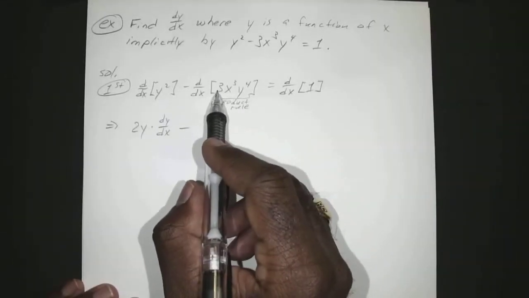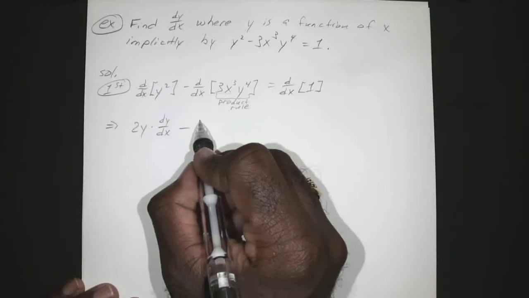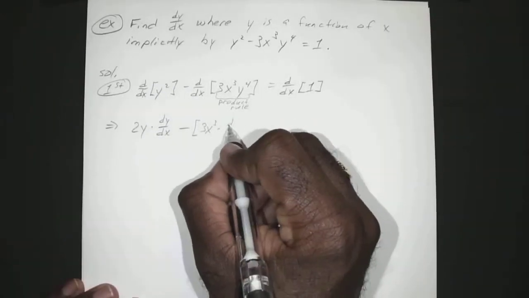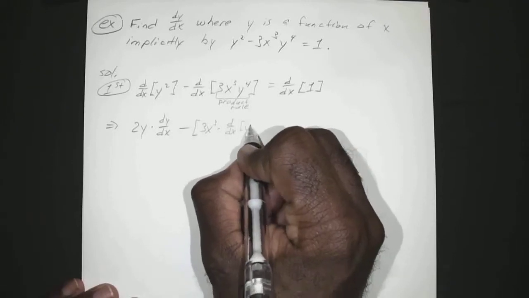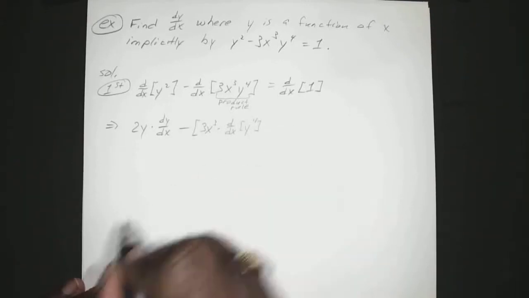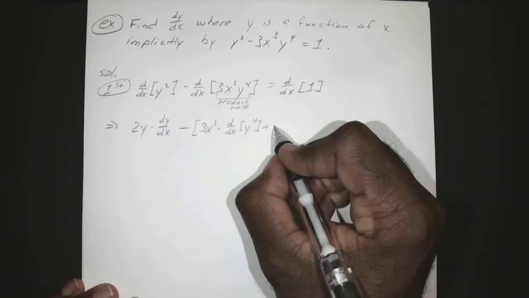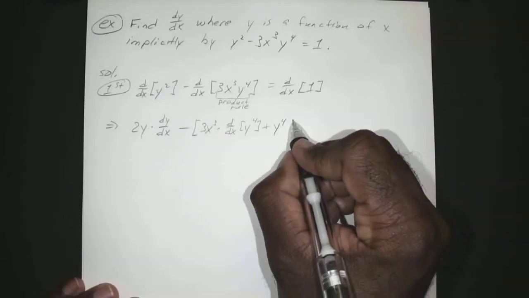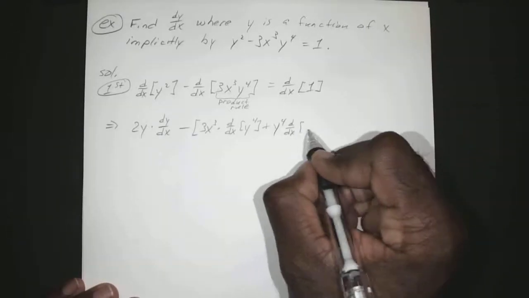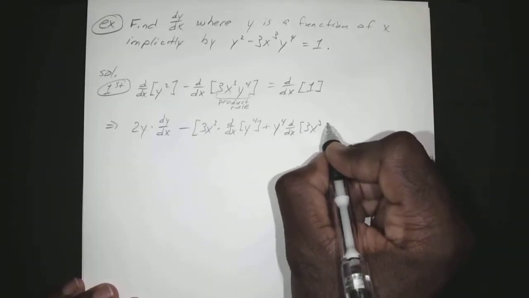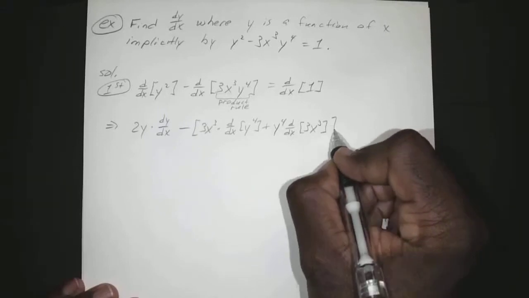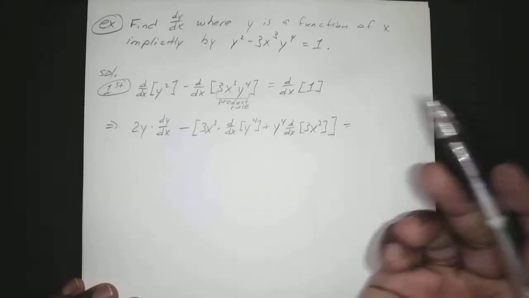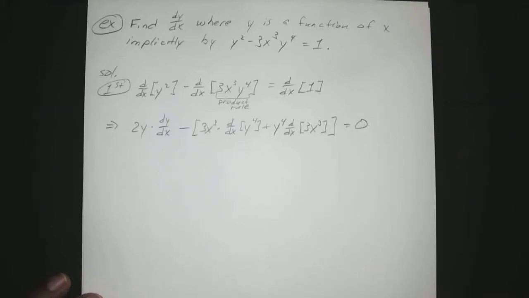Okay, so you have your first, which will make that 3x to the third, times the derivative of the second, plus the second, times the derivative of the first. So times the derivative of 3x to the third. Okay, equals, derivative of a constant is just 0.